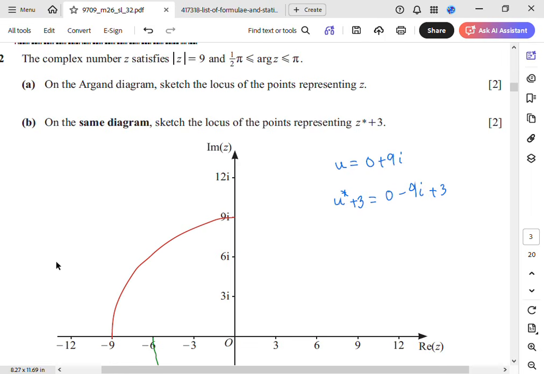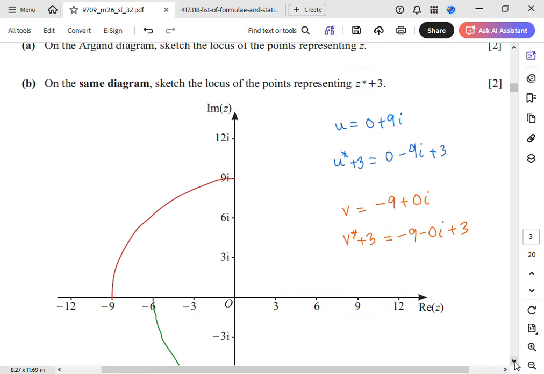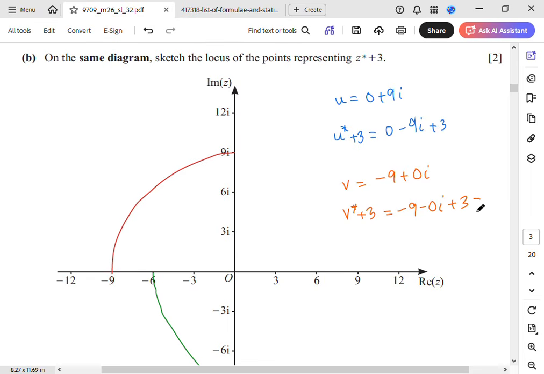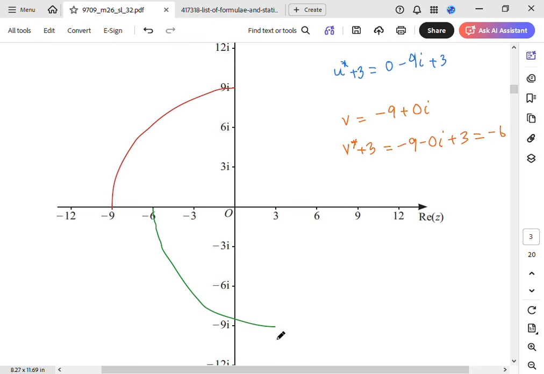Similarly, let's say I have this other point. Let's call this v. This was equal to minus 9 plus 0i, because it's on the real axis, so the imaginary value would be 0. So if I take the conjugate of that, it's going to be equal to minus 9 minus 0i, and if I add 3 to it, minus 9 plus 3 is minus 6, right? So you have minus 6, and this point becomes 3 minus 9i, which is this 3 minus 9i.